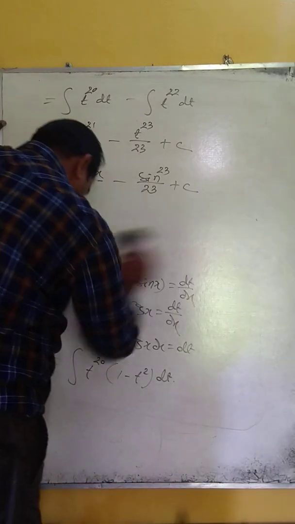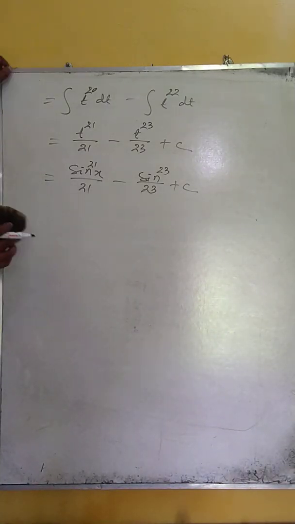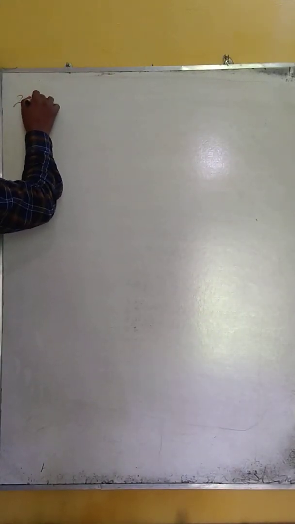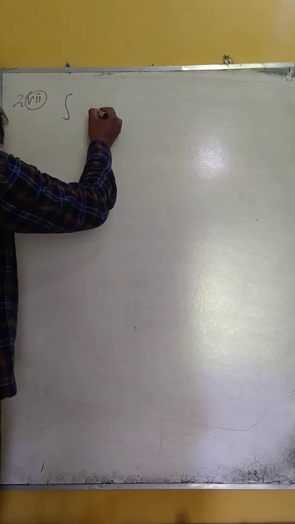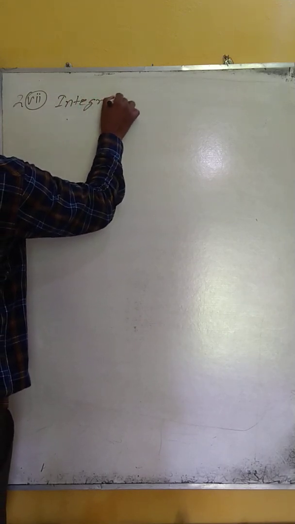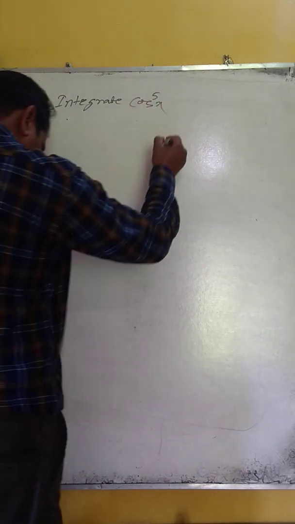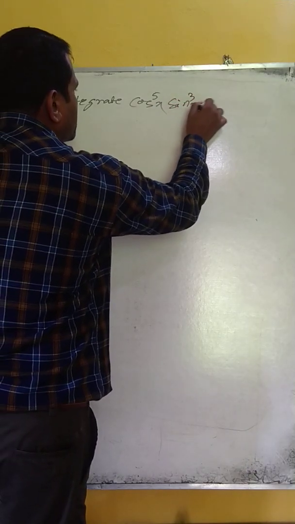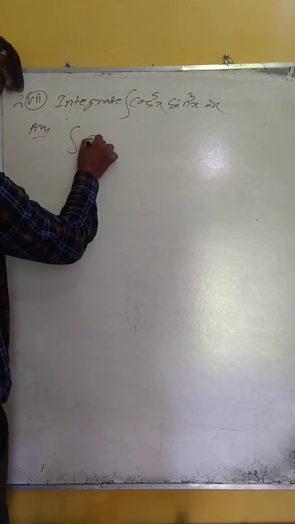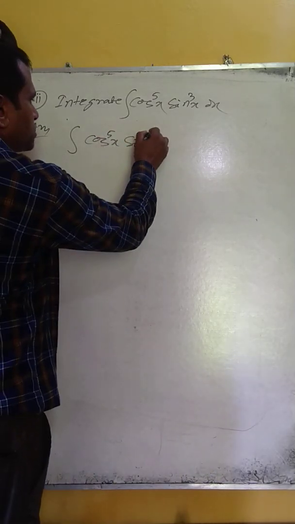Okay. Now take another example from your exercise. Number 2, part vii. Integrate cos to the power 5 x into sin cube x dx. Here both are odd powers.